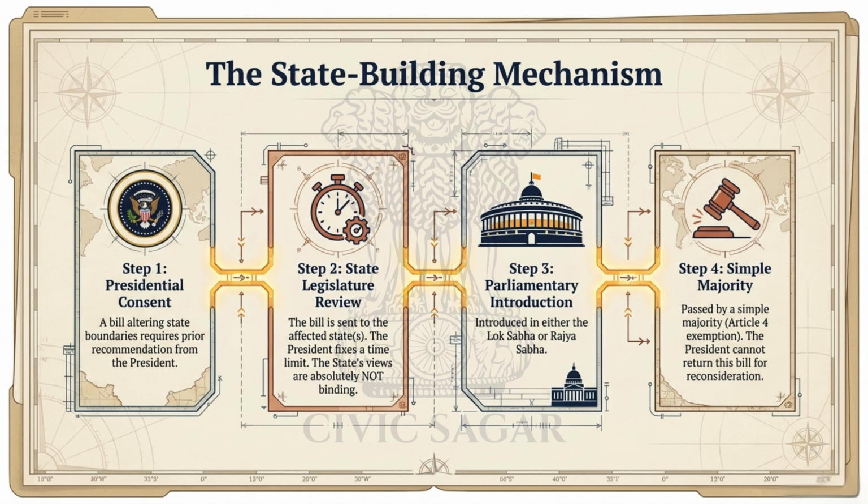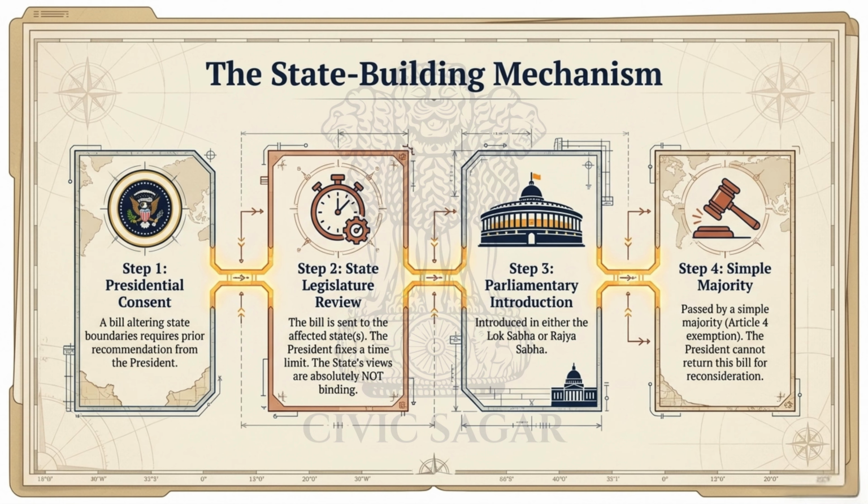Now, how does India physically change its internal borders? The process is a strictly defined constitutional mechanism. Step 1. Presidential consent. Any bill aimed at altering state boundaries must first receive a formal recommendation from the President before it can even be introduced. Step 2. State legislature review. The bill is then sent to the affected state legislature.